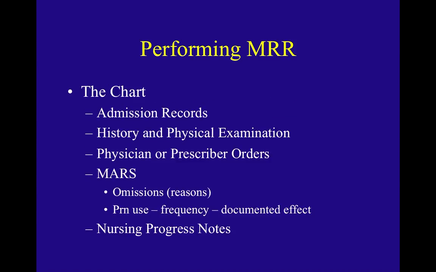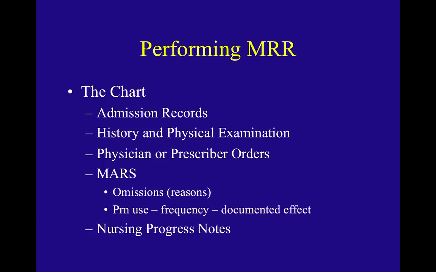When it comes to the chart, we are in a different era now. We still have paper charts. We have some facilities transferring over to electronic medical records, and they still may have a little bit of paper and a mixture. But you want to find where the admission records are. That's where you'll get your baseline demographics. Admission records is also usually where you might find a copy of the discharge summary if they're coming from a hospital. History and physical exam: this is where you might get your key initial vitals, your weight, and your height to help you calculate doses.